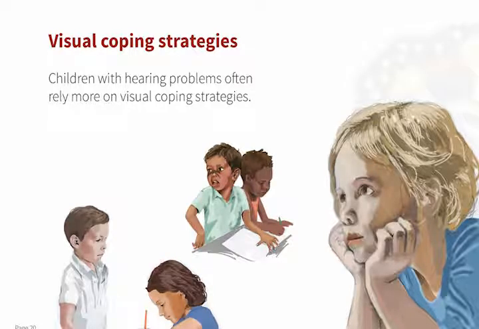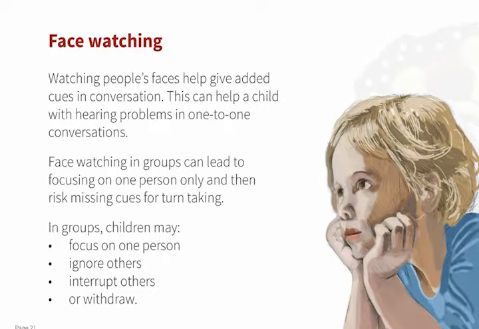Children with these kinds of listening difficulties often seek to cope at school by using other means of communication and observation. One of the common ways that they seek to do this is to rely more on visual coping strategies. Face watching, that is watching people's faces to give added cues in conversation. This can be lip reading, or watching facial expression, or watching overall body language, and can help a child with hearing problems in one-to-one conversations. But face watching in groups can lead to focusing on one person only and then missing the cues for turn taking.